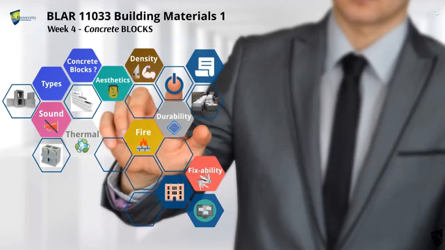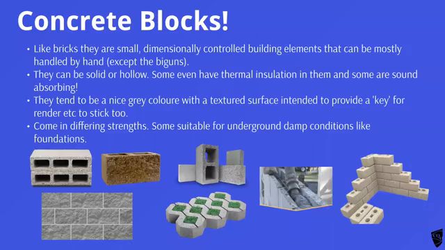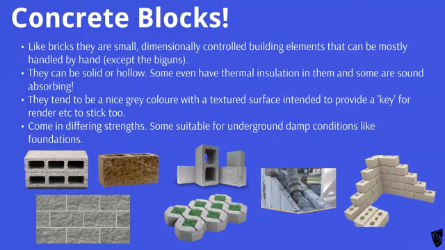So the first question we've got to ask ourselves about these concrete blocks, I'm assuming most people know what they are. They're generally more economical than bricks because they're bigger. The standard size is equivalent to 3 courses of brickwork, including the mortar joint. So you use a lot less blocks and they're a lot quicker to lay. That's part of the reason why people like using them. Like bricks, they're dimensionally controlled little building elements that you can pick up. Most of them you can pick by hand, but they do manufacture some much larger ones.